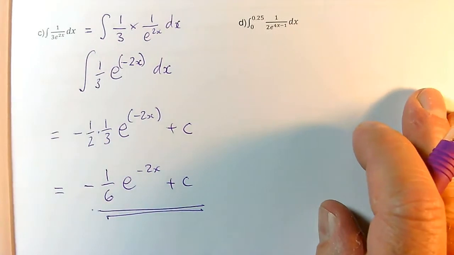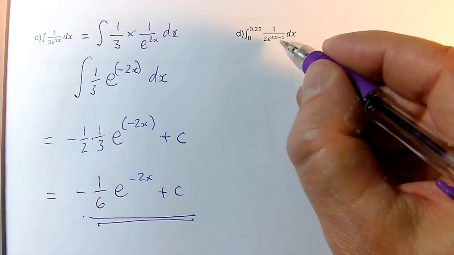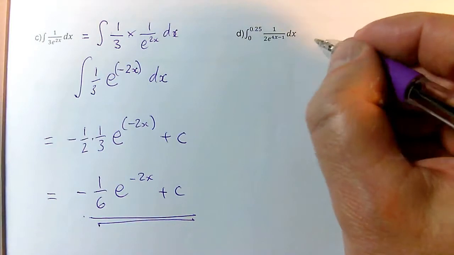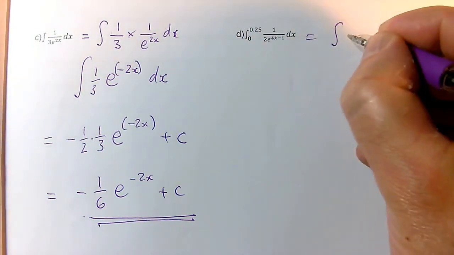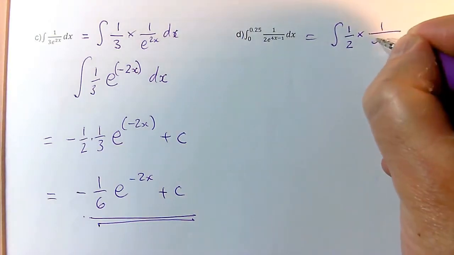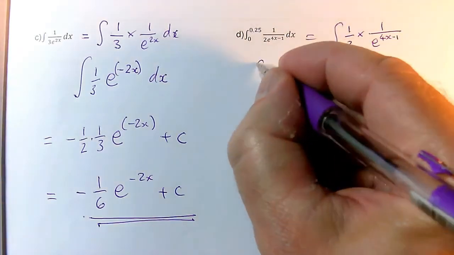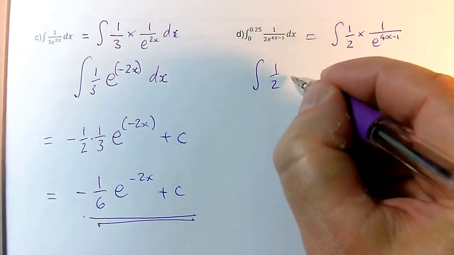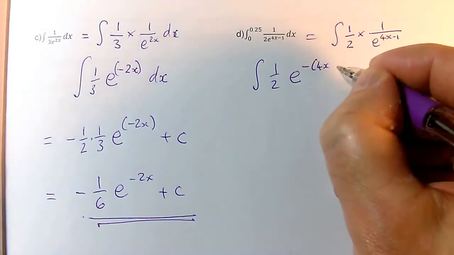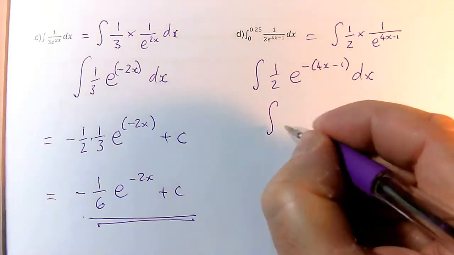Okay, one more to do. Oh, this one's got limits on as well. Similar trick to start off with though to last time. I've got a power of e, but it's mixed up with numbers. So the first thing I'm going to do is separate this into a fraction with numbers, which is a half, times a fraction with x's, which is 1 over the power of e. So I'm doing the integral of a half, e to the power of minus the bracket of 4x minus 1, dx.